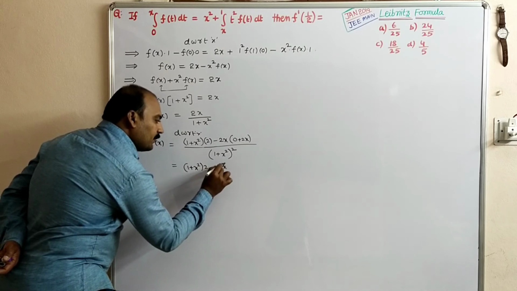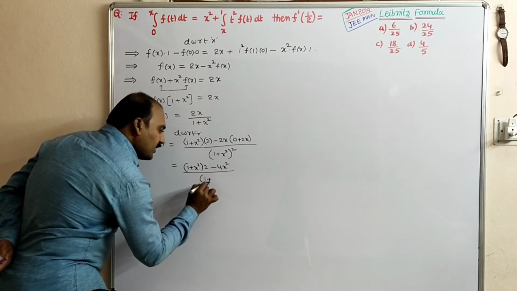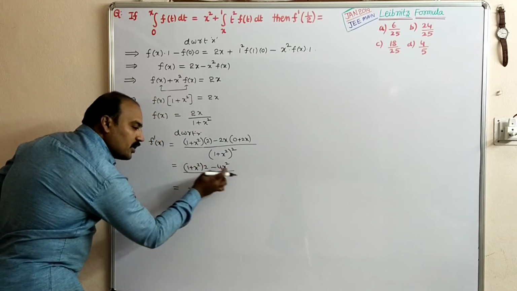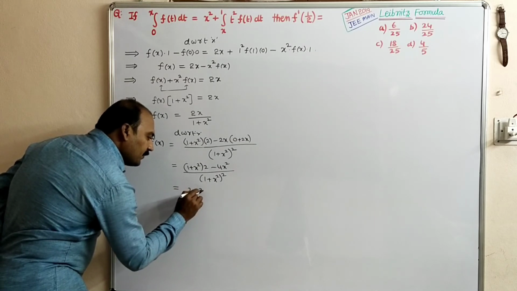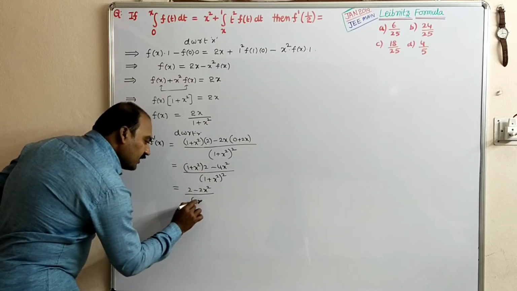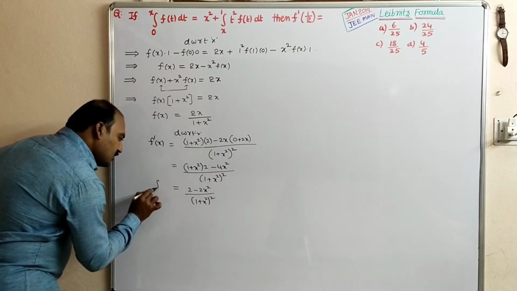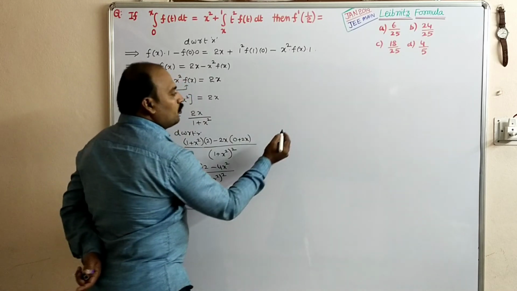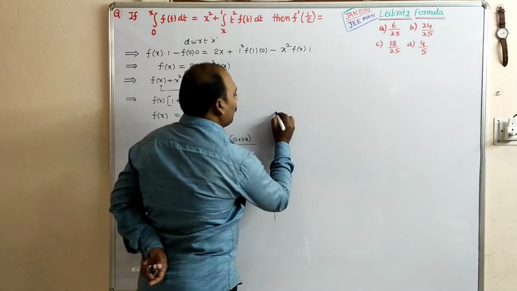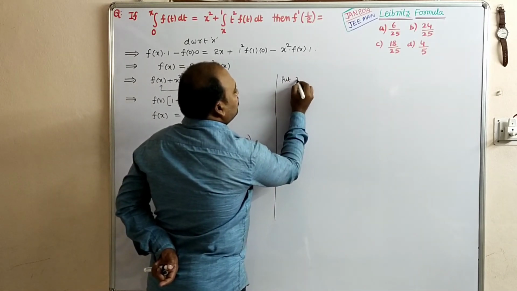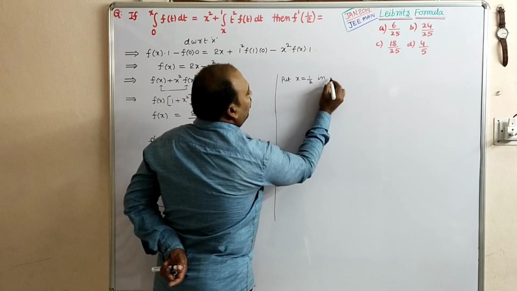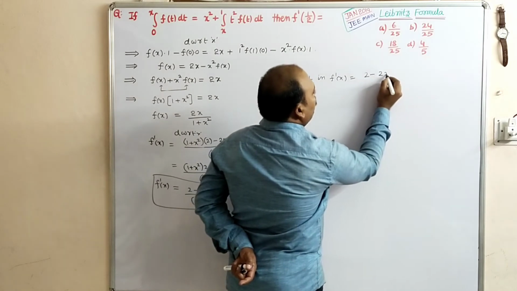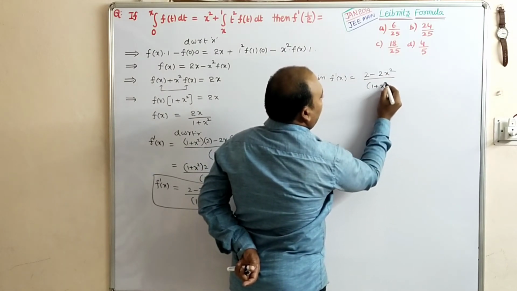Minus 4x square divided by (1 plus x square) whole square. So this is equal to 2 plus 2x square minus 4x square, which is minus 2x square divided by (1 plus x square) whole square. This is the value of f dash of x. Now in this, put x is equal to 1 by 2. Put x equal to 1 by 2 in f dash of x equal to (2 minus 2x square) by (1 plus x square) whole square.